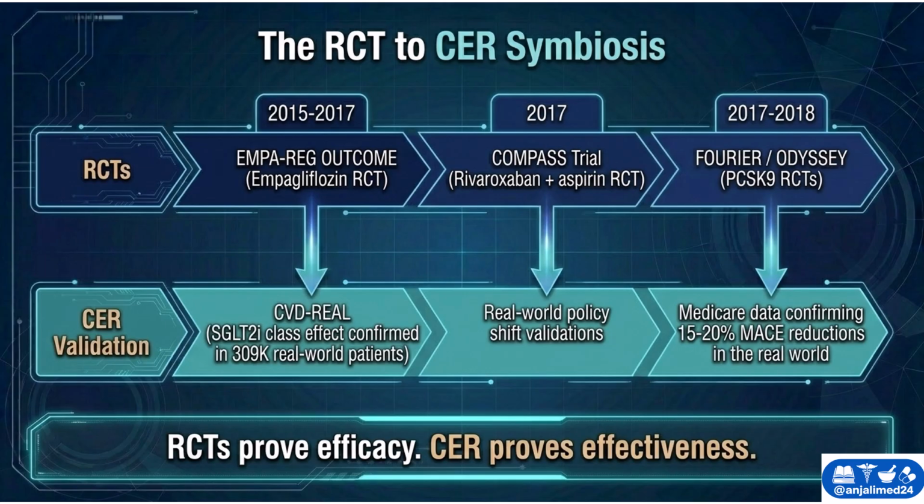The same pattern occurred with the COMPASS trial evaluating rivaroxaban plus aspirin. Randomized controlled trials demonstrated efficacy first, and then CER studies validated how these findings influence real world prescribing policies and population outcomes. Similarly, the FOURIER and ODYSSEY PCSK9 inhibitor trials showed major reductions in cardiovascular events. Subsequent Medicare based real world analyses confirmed meaningful MACE reductions outside the trial environments. This is the modern research pipeline. RCTs generate the initial signal, CER tests whether the signal survives the complexity of actual healthcare systems. So the relationship is not a competition, it is a symbiosis. RCTs prove efficacy and CER proves effectiveness.